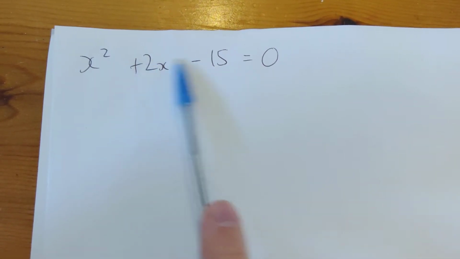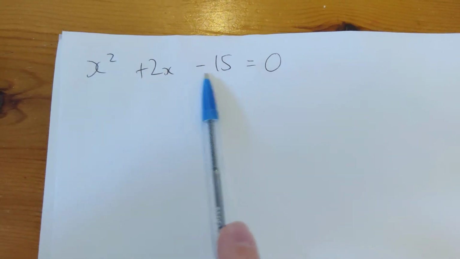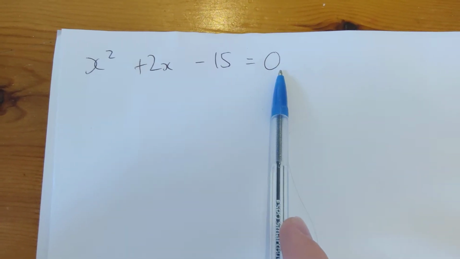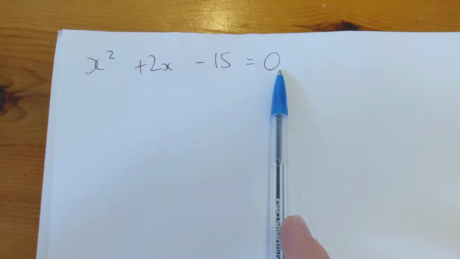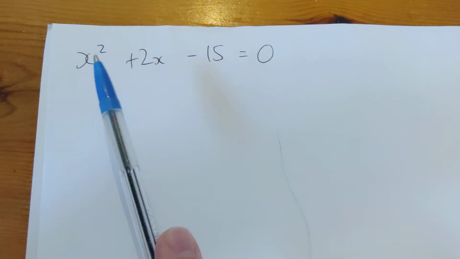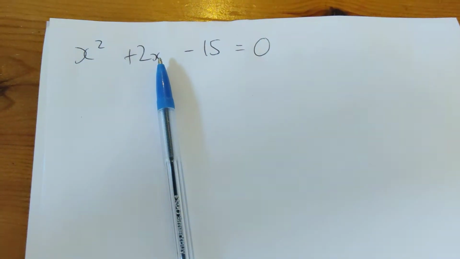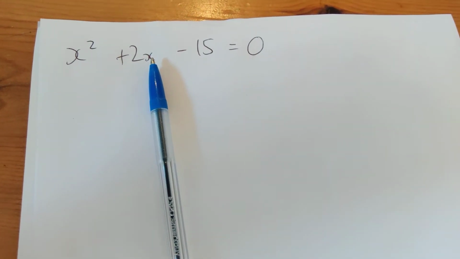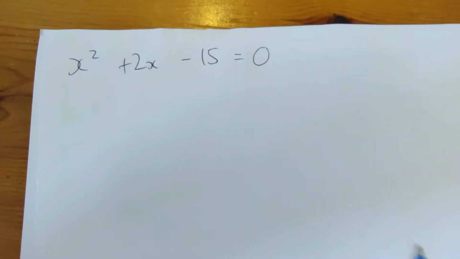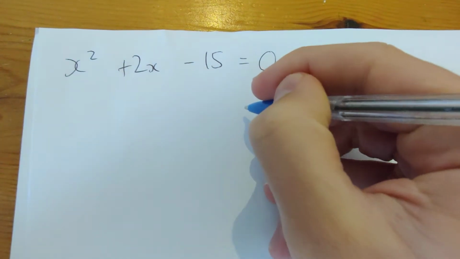I've got an x squared and a 2x and a minus 15 on this side and 0 on another side. I have to have all the terms on one side and 0 on the other side. Now I can't solve these like linear equations. I can't make them x equals because I've got an x squared and an x. They won't become x equals. So I have to use another skill that we learned not too long ago and went over, which is factorising. I have to factorise this equation.